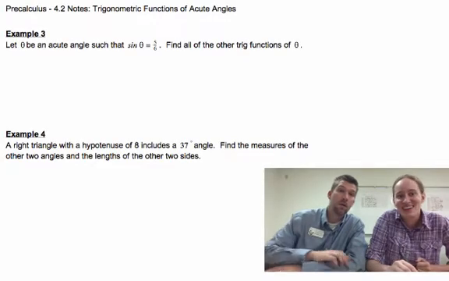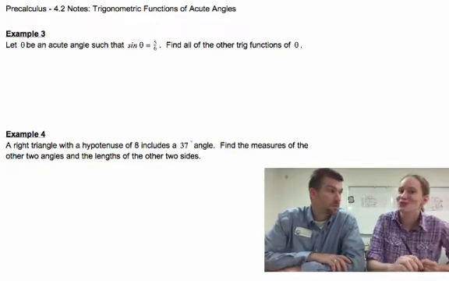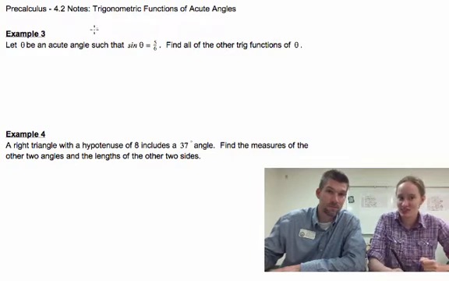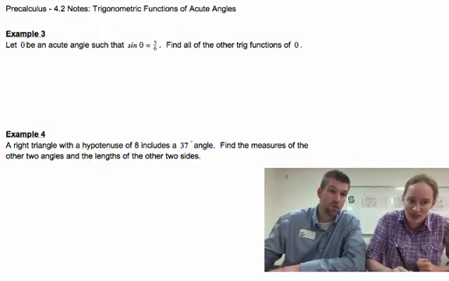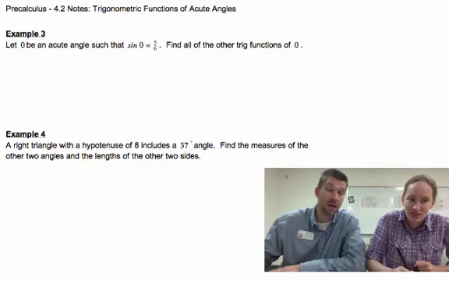Example 3. Let theta be an acute angle such that sine of theta equals 5/6. Find all the other trig functions of theta. What do you think we should do? Draw a triangle.